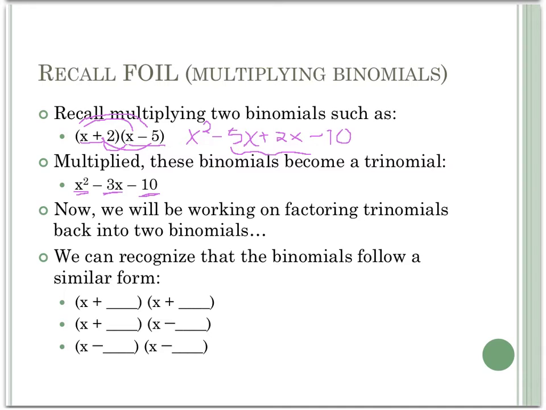into 2 binomials. And what I'm hoping you recognize is that the binomials will follow a similar form. We're going to have x plus some number, such as 4 and 3. Sometimes we might have something being added and subtracted. Or maybe sometimes we'll have 2 numbers that are being subtracted. X minus 5, x minus 6. These are just arbitrary. The forms are going to be similar. Are they always going to look like this? No, but it's a good thing to recognize.